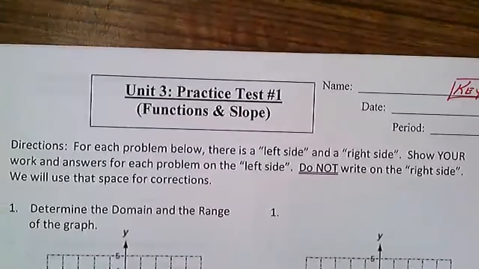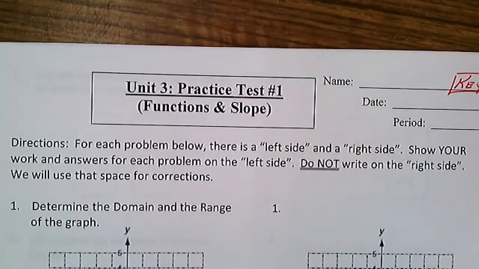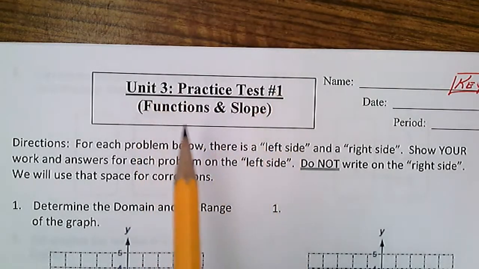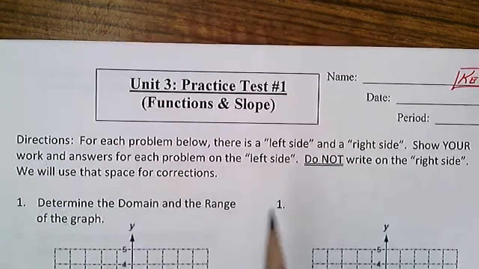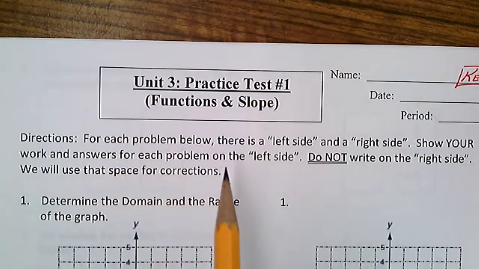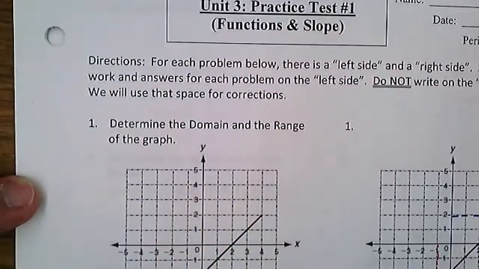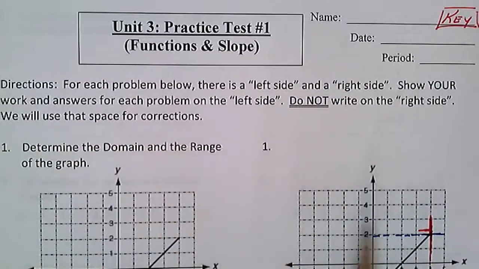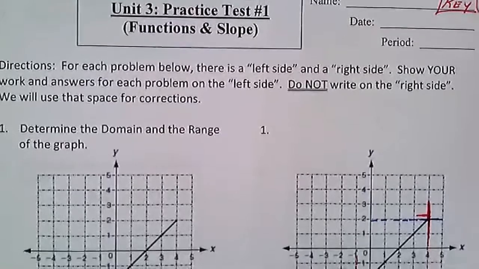All right, so we are looking at the Unit 3 Practice 1, or practice test number 1. I'm not sure if I'm going to give you a practice test number 2, but this is the Unit 3 practice test on functions and slope. Your original directions were to show your work and answers for each problem on the left side, and not to write on the right side. We will use that space for corrections. So now you are using the right side and you're going to copy down what I explain.